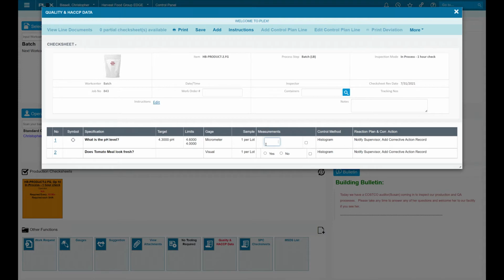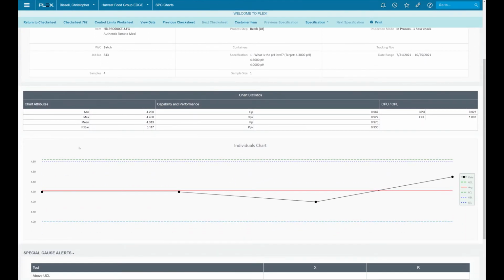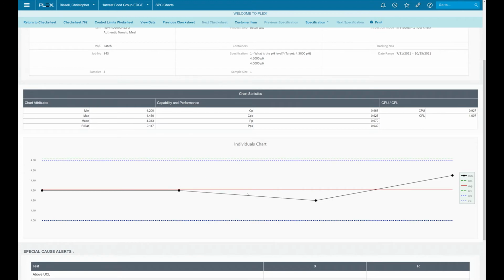So the operator has the capability to come in and populate their data within this screen here based off the measurements they're getting on the plant floor. And you'll notice that we're controlling this via histogram, so we're going to see some real-time SPC populate to show us kind of where we're at between our upper and lower control limits. So you can see we're kind of riding right in the median here, and our upper control limit above here and our lower control limit down below.